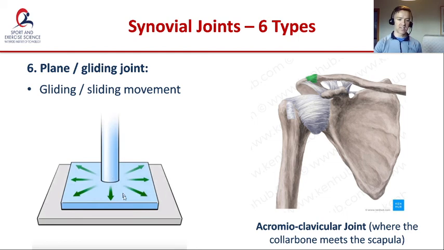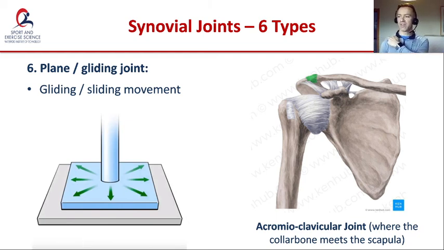Number 6 is called a plane or a gliding joint, and that's where two flat surfaces meet each other, like we see here, and they allow for gliding or sliding movement. An example of that is the acromioclavicular joint. So that is in your shoulder, where your clavicle, your collarbone, meets a specific structure in your shoulder blade called your acromion. So your acromioclavicular joint is where your collarbone meets your scapula, your shoulder blade.